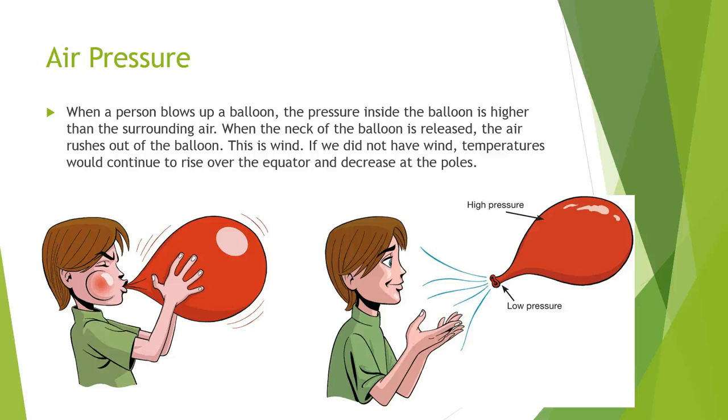Okay, air pressure. What is air pressure all about? When a person blows up a balloon, the pressure inside the balloon is higher than the surrounding air outside the balloon. When the neck of the balloon is released, the air rushes out of the balloon. This is called wind. We know that. If we did not have wind, temperatures would continue to rise over the equator and decrease over the poles. So wind is directly correlated with helping move around temperature. So this is just an example of air pressure. So again, I use the one of having your hand and pressing against your desk. That is high pressure, okay?